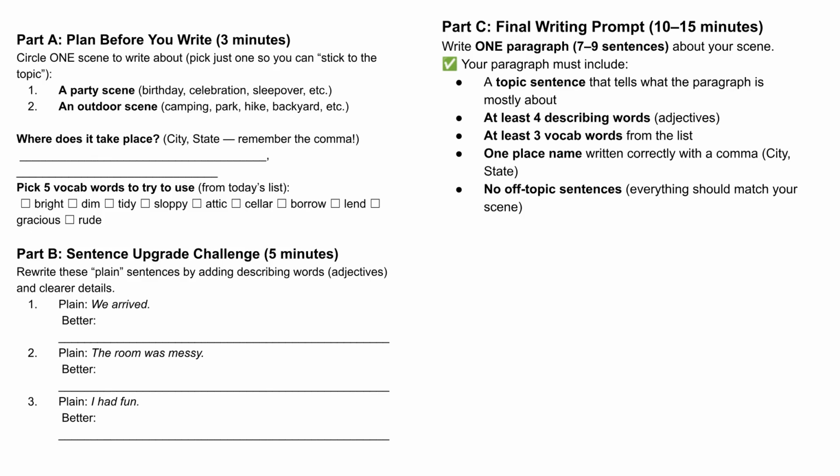Use the checklist to make sure you have a topic sentence, at least 4 describing words, 3 vocabulary words, and 1 city and state with a comma. Pause the video and have fun writing your descriptive paragraph.